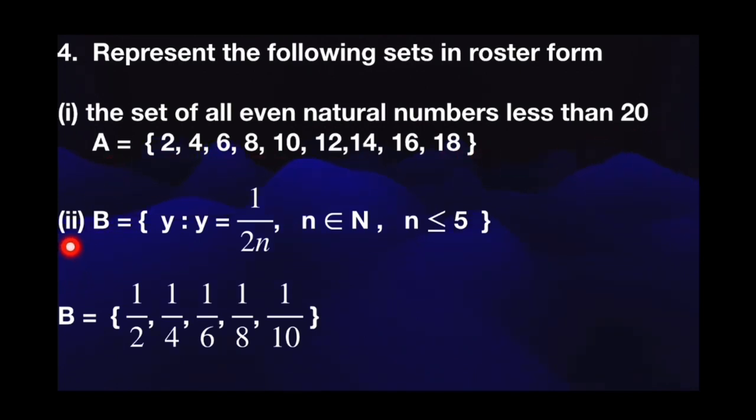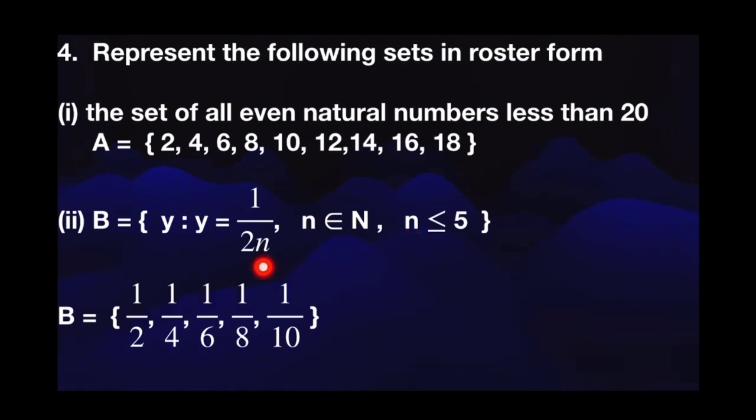Question 2. B is equal to y such that y is equal to 1 upon 2n. N belongs to natural numbers. N is less than or equal to 5. So here we have this equation, and we have to substitute the values of n. This n can be only less than or equal to 5. So what are the natural numbers less than or equal to 5? 1, 2, 3, 4, 5.